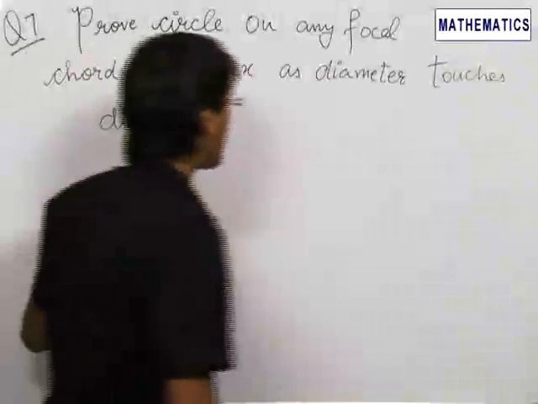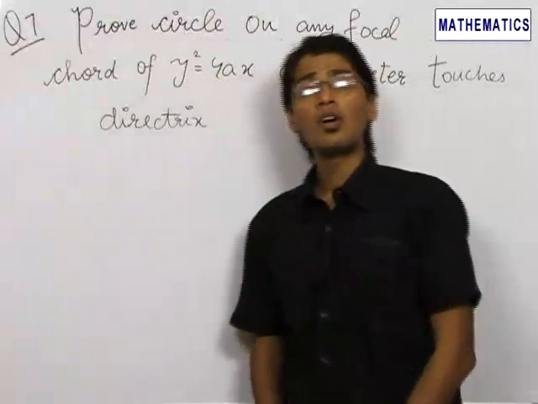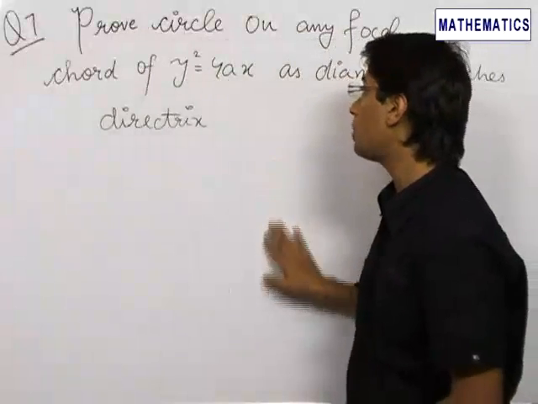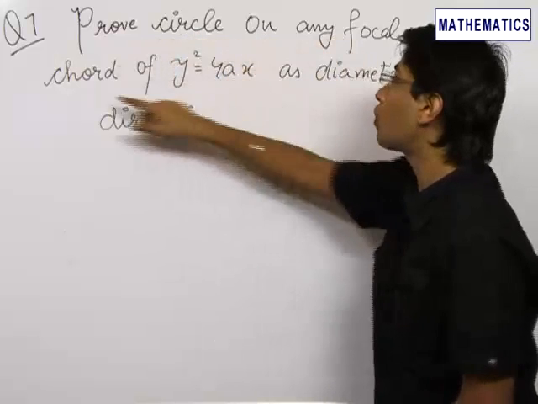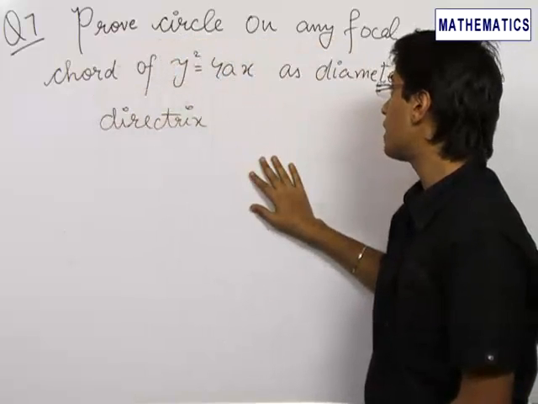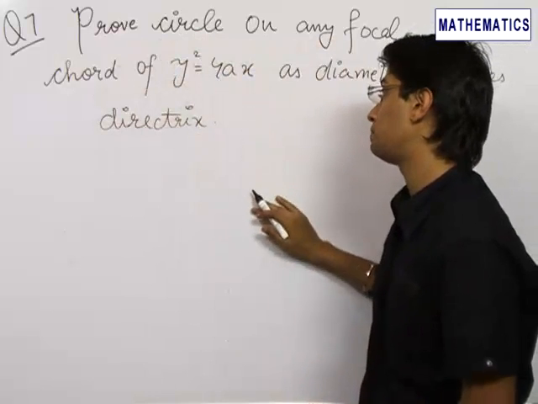So the next question which we have is a very nice combination of a circle and a parabola, because it involves a very important property of the parabola. We need to prove that the circle on any focal chord of y square is equal to 4ax as the diameter touches the directrix of the parabola.